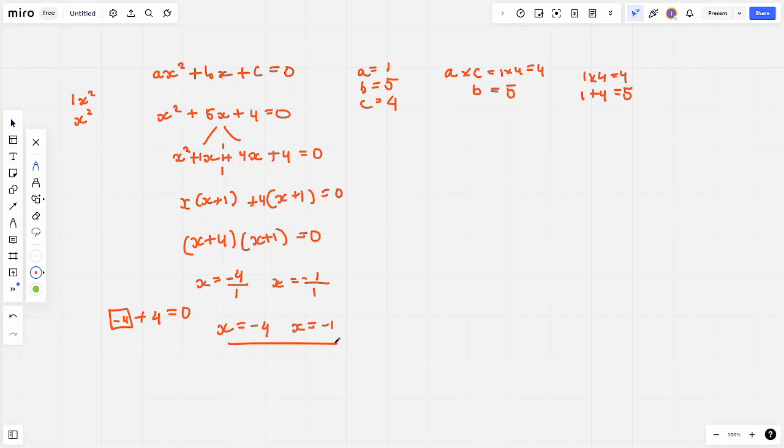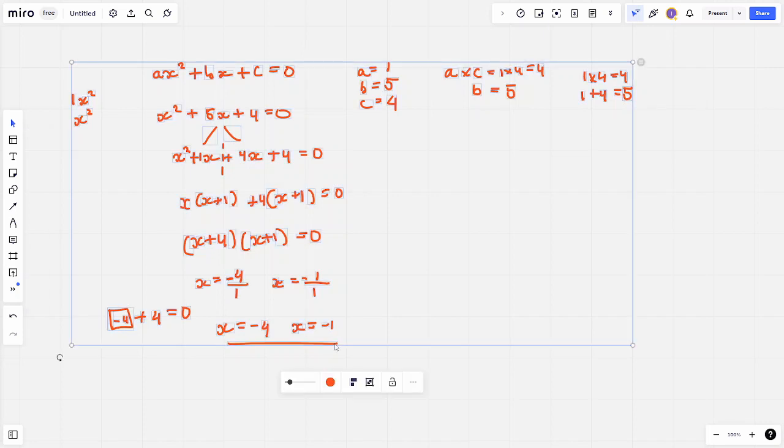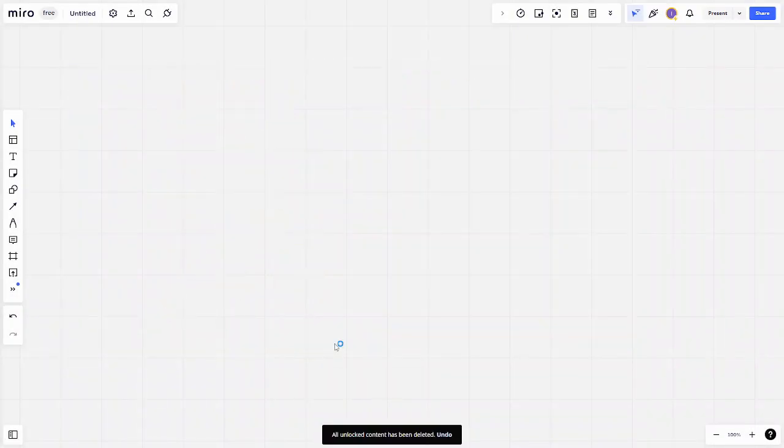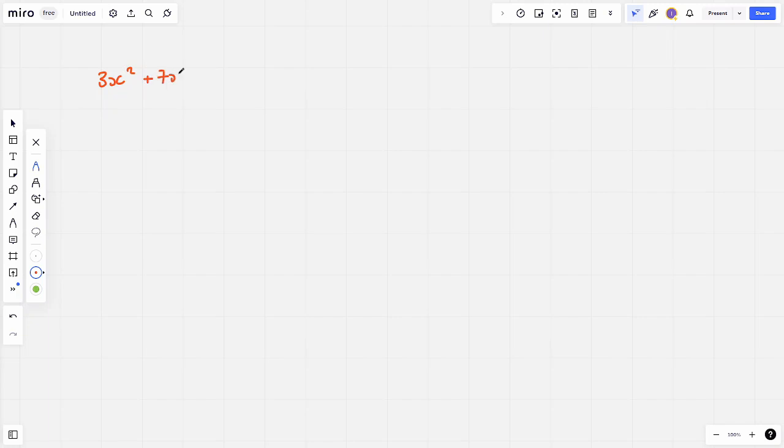What I'm going to do now is chuck in another question, and I need you to take a moment to pause the video and have a go yourself. So I'll clean the screen up. I will now add a second equation. We can add a little bit more complexity to it. We've got 3x squared plus 7x plus 4 equals 0. So pause the video and take a moment to have a go.